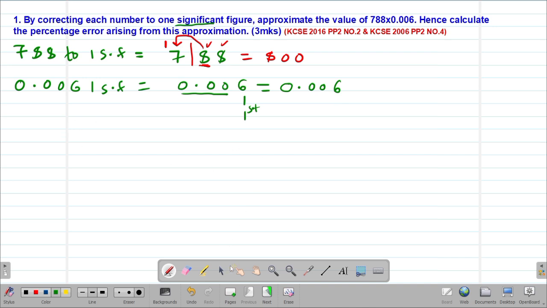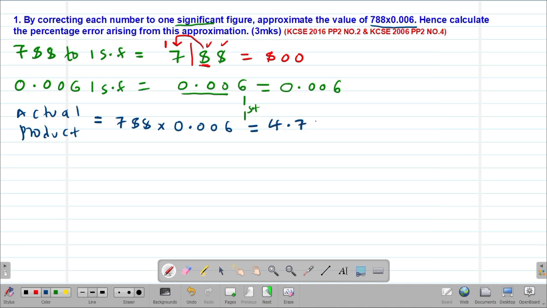Then, because I want to get the percentage error, I'll start by getting the actual product. Remember, product simply means multiplication. So for the actual product, I'll simply multiply the numbers I was given. It was 788 multiplied by 0.006. You feed that on your calculator, and you're going to get 4.728. This is our actual product.